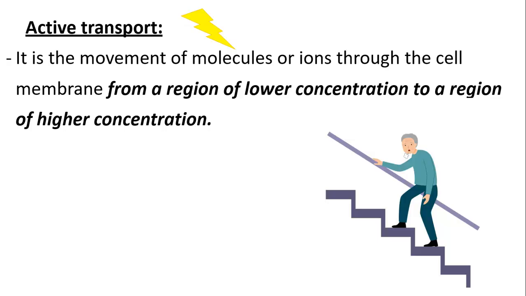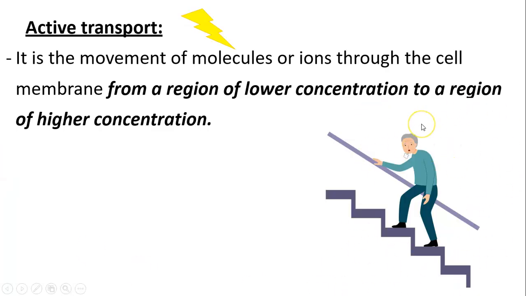Active transport. So, active transport is the opposite of diffusion and osmosis. Why? Because it's the movement of molecules from low to high concentration, which means that it is against the concentration gradient or up the concentration gradient. It is tiring and it requires energy.